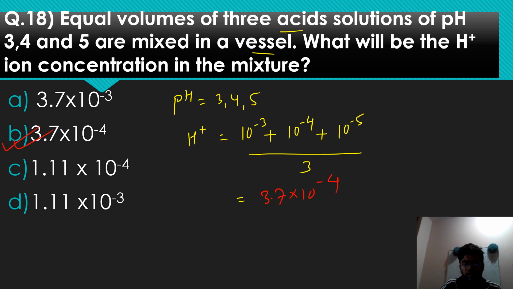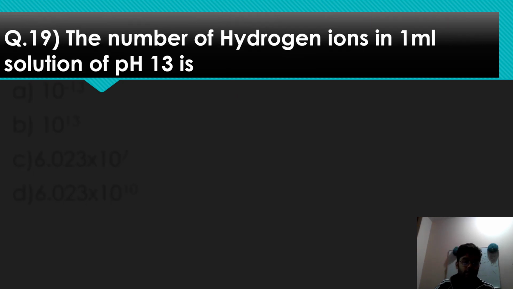So you have to calculate the total concentration of H plus. Here all 3 acids have pH given, so we can calculate the H plus. The total concentration we can calculate as the average concentration by dividing by 3. Okay. Next question, question number 19: the number of hydrogen ions in 1 ml solution of pH 13 is. So you have to calculate the number of hydrogen ions. First of all, we have to calculate the number of moles of H plus ions, and here pH is given as 13.